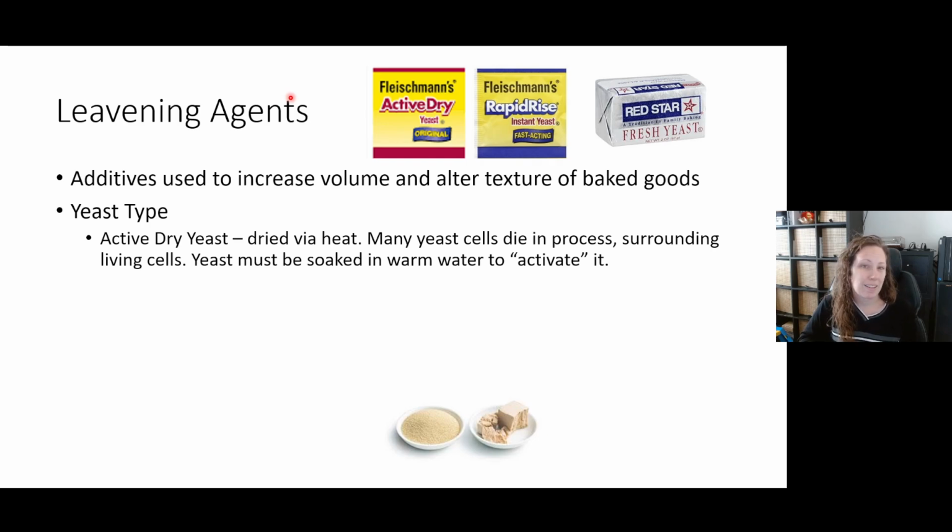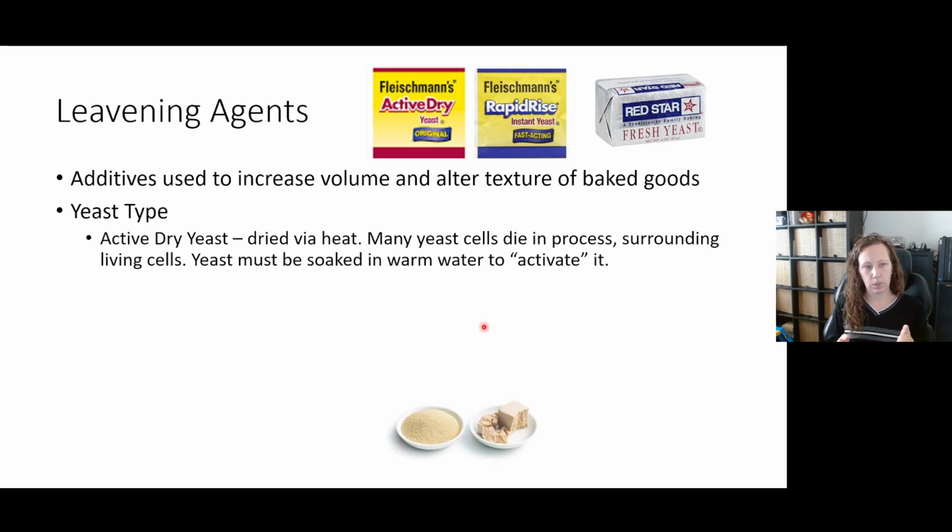So there's 3 main types of yeast that you can get in the store. And so hopefully this information will help you determine what type to get if you were cooking. So there's active dry yeast, okay? And this type of yeast is dried with heat. And what happens is many yeast cells will die in the process because it's not the most gentle way to dry that yeast. And so for each little granule of yeast, there's more than one yeast organism in there, okay?